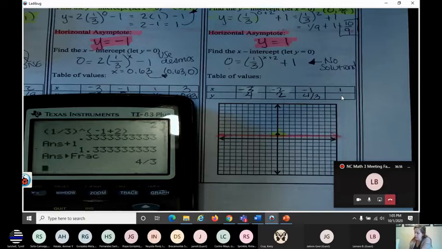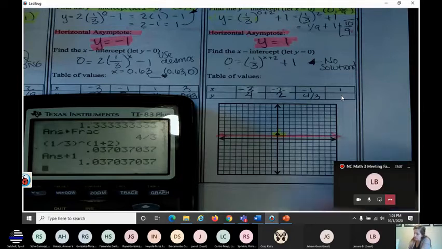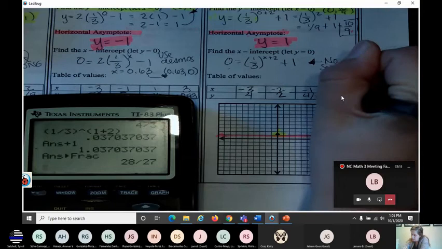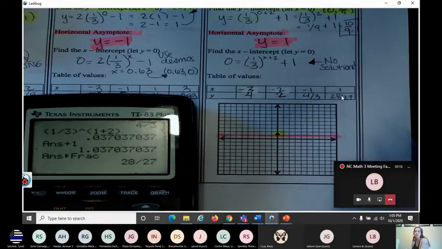And then lastly, we have 1/3 to the 1 plus 2 power, and then add 1 to that. And let's see if this gives me a fraction. 28/27. So like super close, not quite 1.